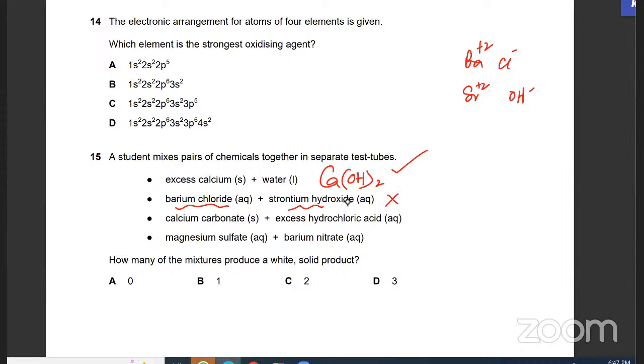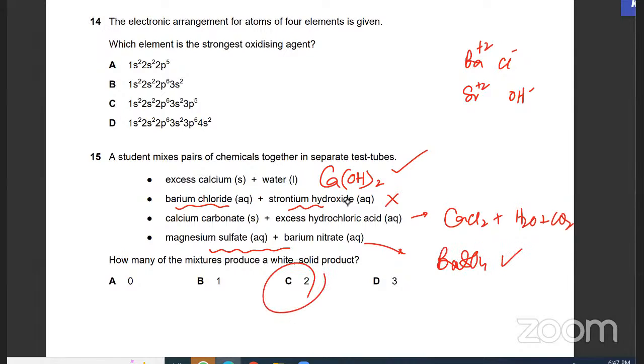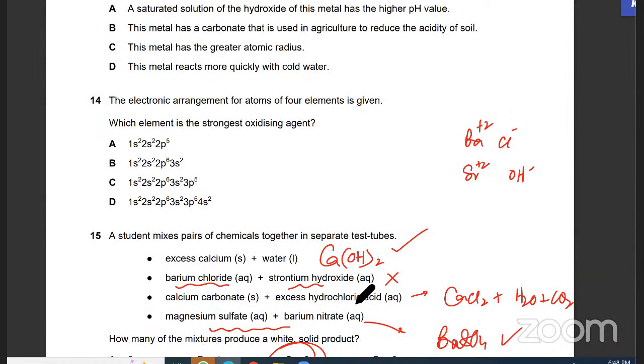What about calcium carbonate with excess hydrochloric acid? What is going to be formed? Calcium chloride, carbon dioxide, and water. Okay, which is also soluble. And the last one is barium nitrate with magnesium sulfate. Will a precipitate form? Yes, because barium sulfate is insoluble. So you've got two of them. It's going to be C. You're going to see white solids in two of the mixtures.